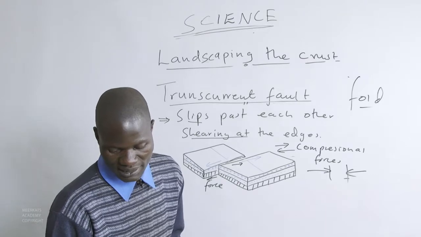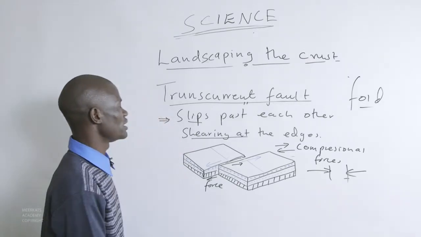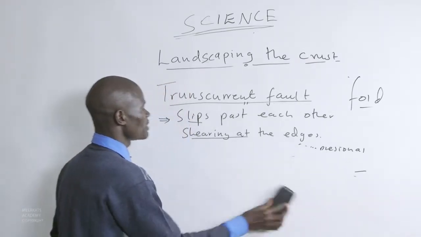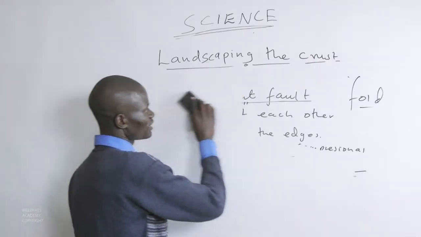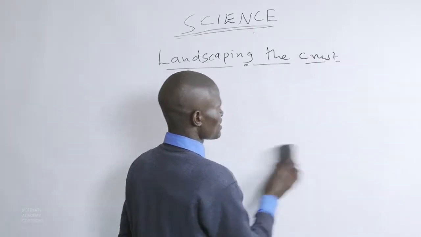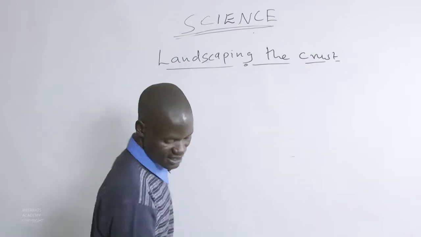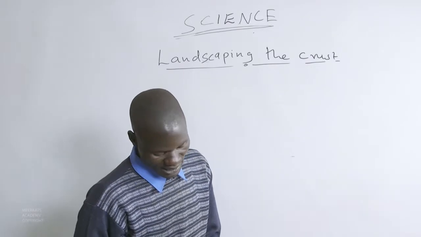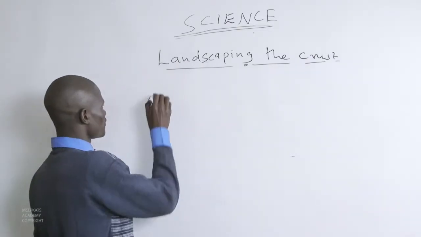Let's look at a thrust fault, and how it is also involved in shaping the landscape, or landscaping the crust. As we look at the other one, it is referred to as a thrust fault.